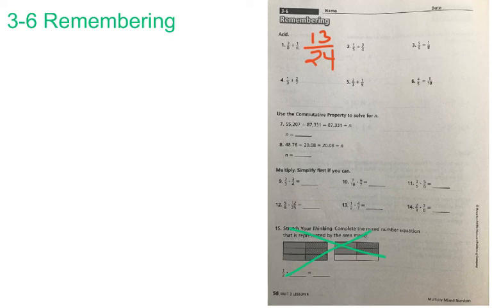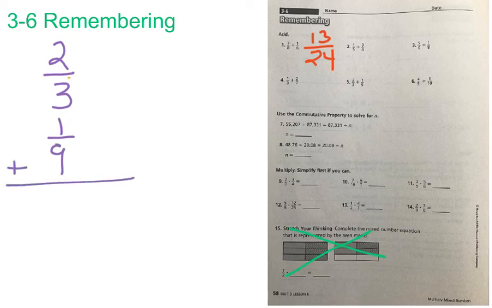Number 5 reads 2/3 plus 1/9. And when I look at my denominators here, I have 3 and I have 9. So I do not have a common denominator. So I need to get to a common denominator, and I know that 3 times 3 is equal to 9. So the only fraction I'm going to have to change is the top one. And I can do that by multiplying top and bottom by 3.